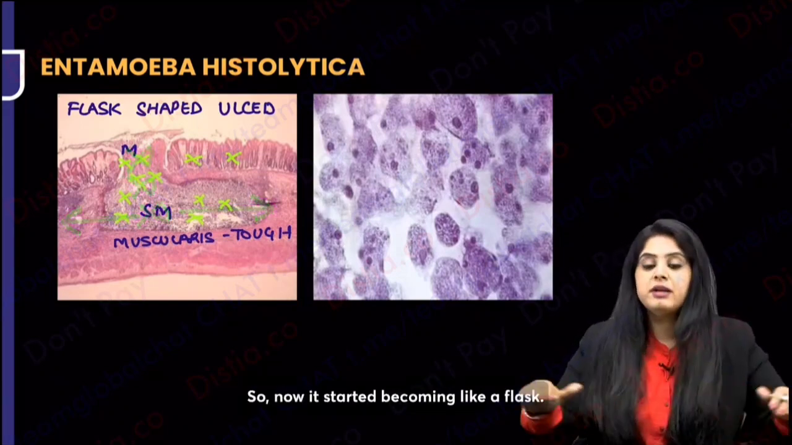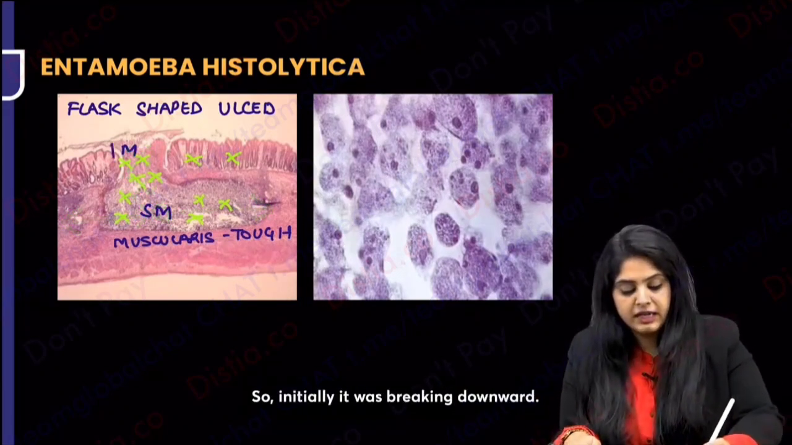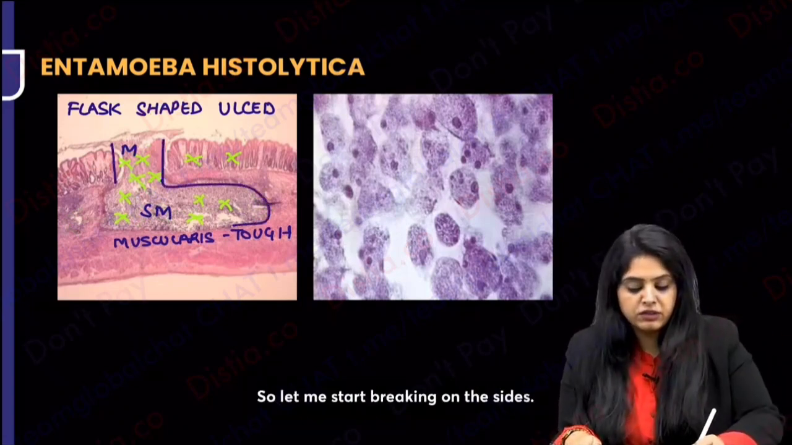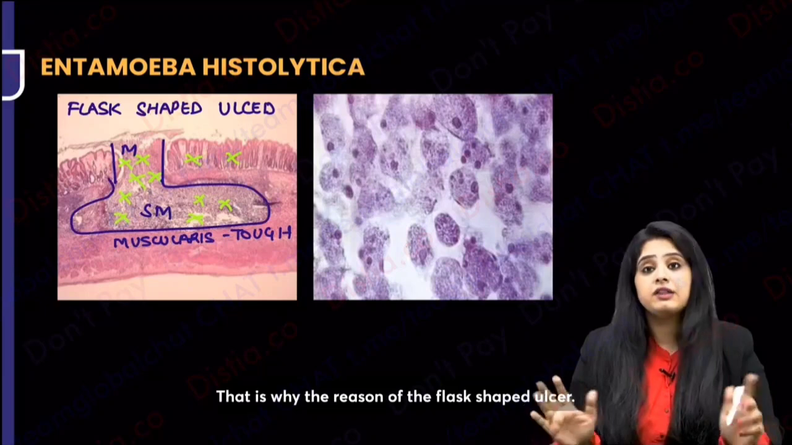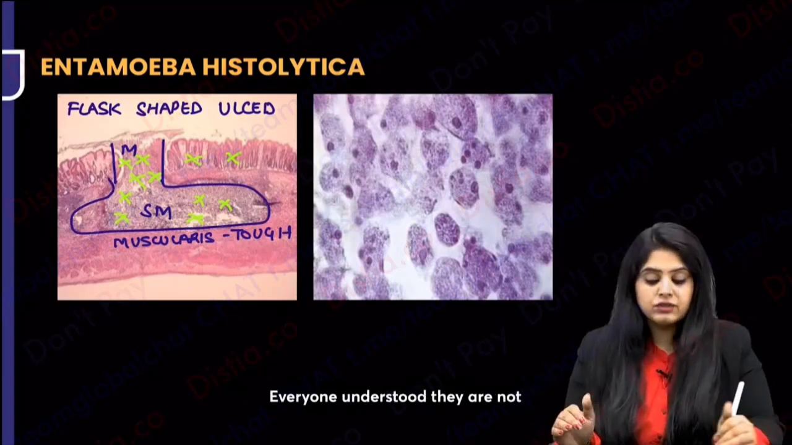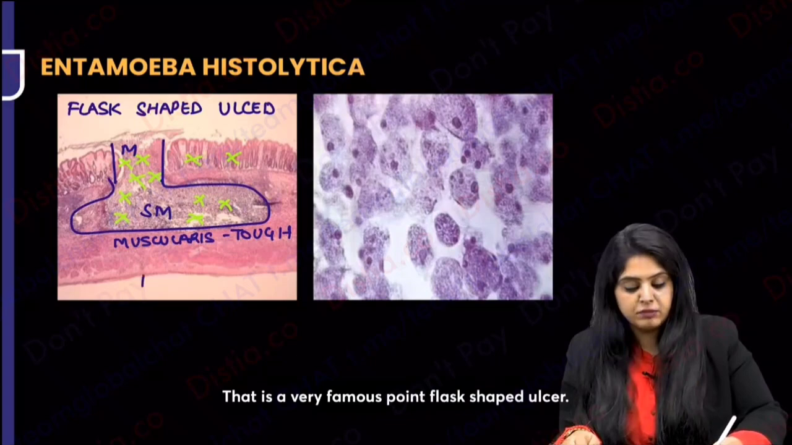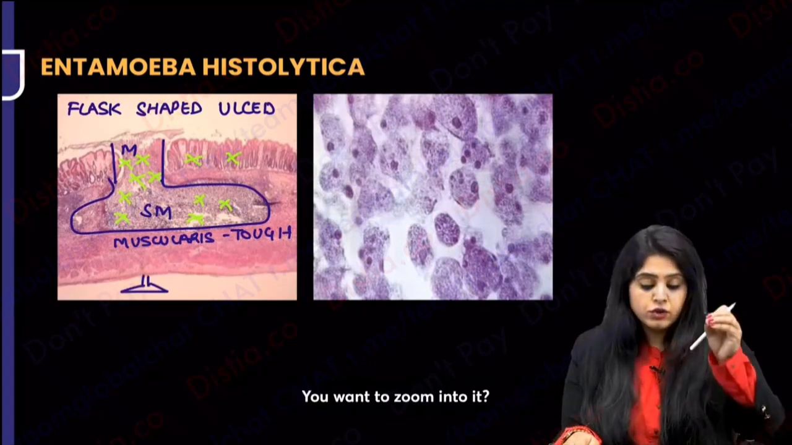So now it started becoming like a flask. Initially it was breaking downward. Then it realized that it can't go further down, so let me start breaking on the sides. That is the reason for the flask-shaped ulcer, everyone's understood. It's not able to break the muscle layer. That becomes the base. That is a very famous point. Flask-shaped ulcer.